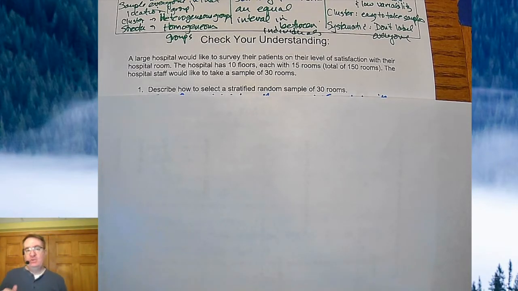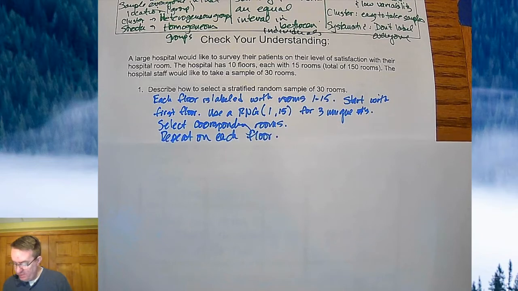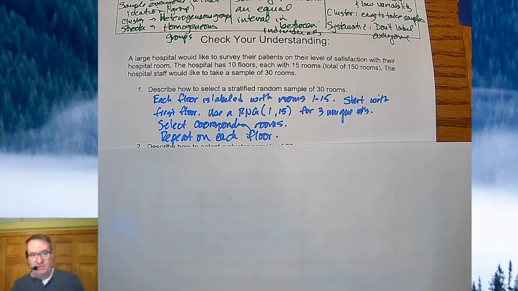So stratified means that you're pulling the same number of rooms from the same, in this case, floors. So you're going to label each floor. Each floor is labeled with rooms 1 through 15. And then when you walk onto the floor, you're going to randomly pick, through a random number generator, 3 unique numbers. And you're going to go to those rooms on that floor.